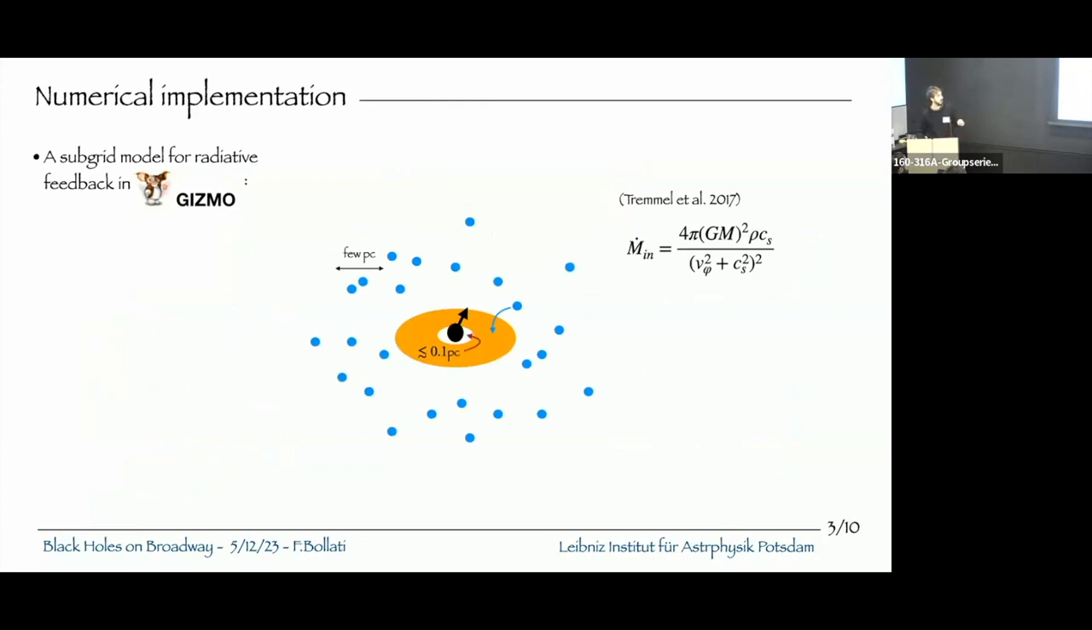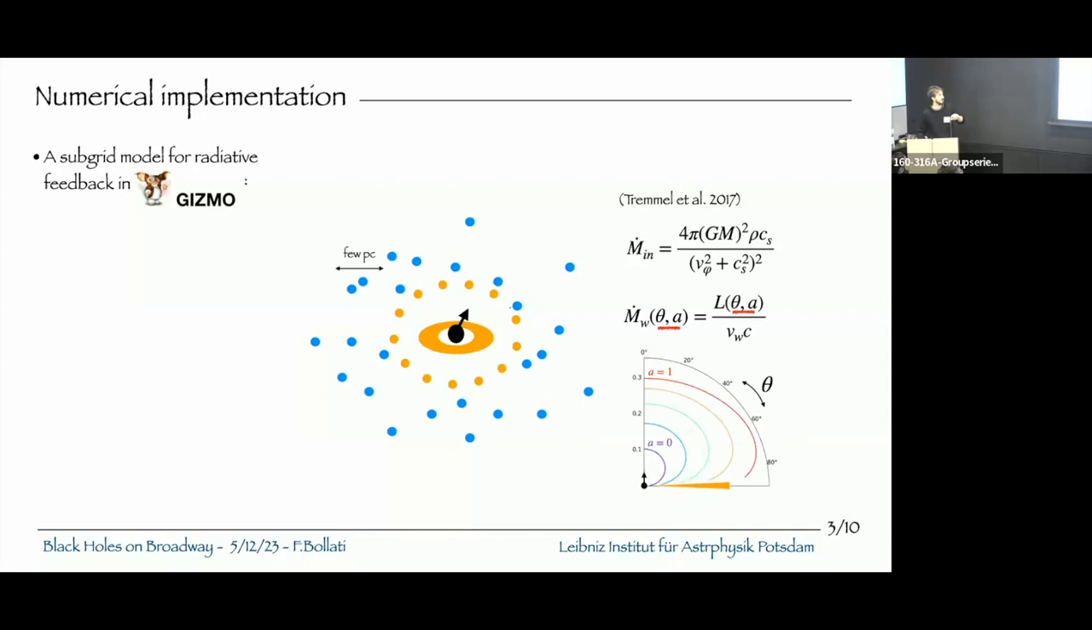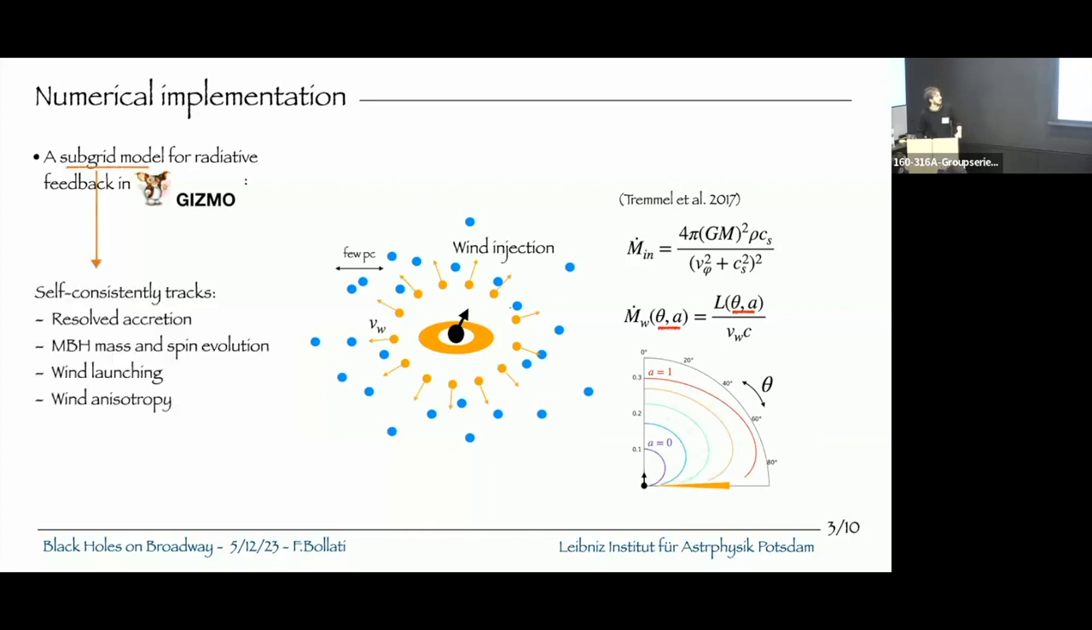The accretion in the disk also sets the mass outflow rate, and this is performed by spawning gas particles, and the mass distribution of the particles follows the luminosity angular pattern. Then these particles are kicked outward and they generate an outflow. And overall, this subgrid model self-consistently tracks the resolved accretion, black hole mass and spin evolution, wind launching, and its anisotropy.